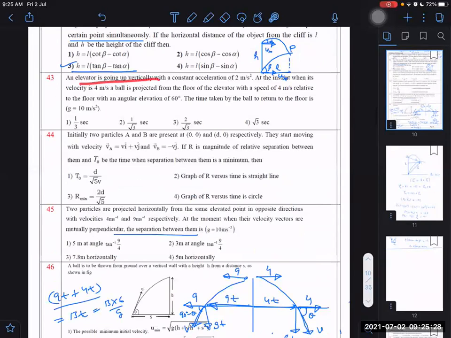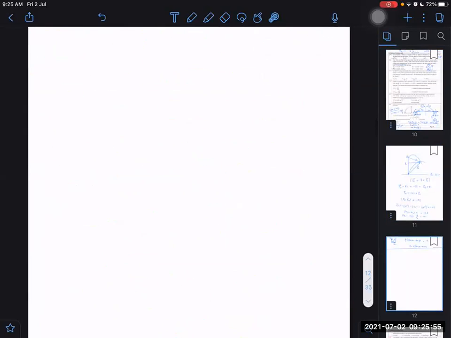An elevator is going vertically with a constant acceleration of 2 meters per second square. At the instant when its velocity is 4 meters per second, a ball is projected from the floor of the elevator with a speed of 4 meters per second relative to the floor at an angular elevation of 60 degrees. The time taken by the ball to return to the floor is?